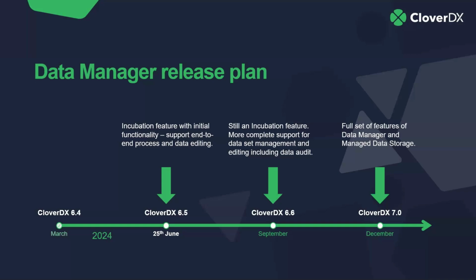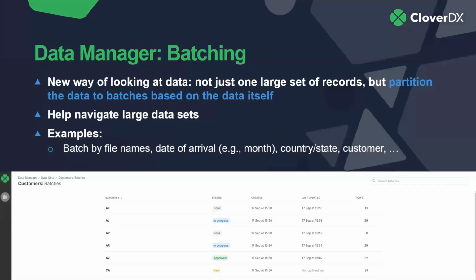So let's talk about what we've added in this release. There are two large features. The first one is the batching in data sets. This is essentially something that allows you to look at your data slightly differently. In 6.5, you are able to load any volume of data into the Data Manager and essentially have it as one large data set where all the records are together in one table, kind of, and you can see all of them.